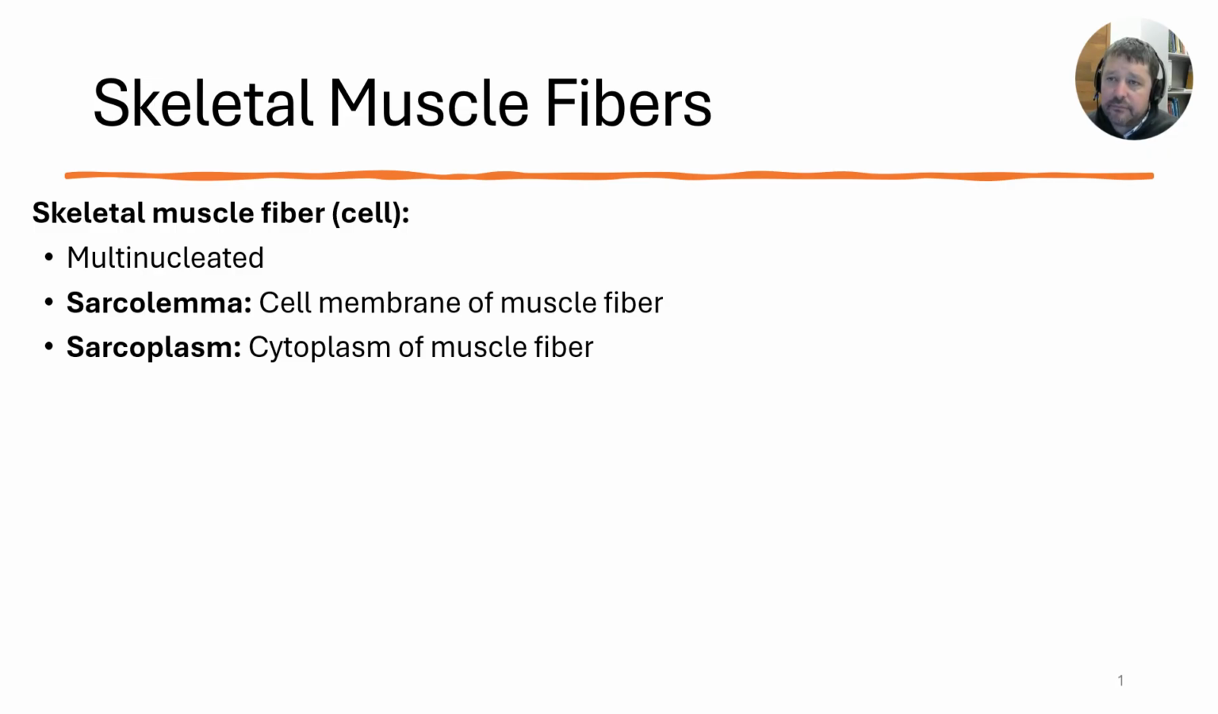Sarcoplasm, same thing. The cytoplasm inside the cell, that wet, jelly-like material that's typically full of proteins, has a little bit of lipids, has ribosomal RNA and mRNA floating around in it, and of course a lot of ions and things like that. That's the internal matrix or internal solution for a skeletal muscle fiber or cell, the sarcoplasm.